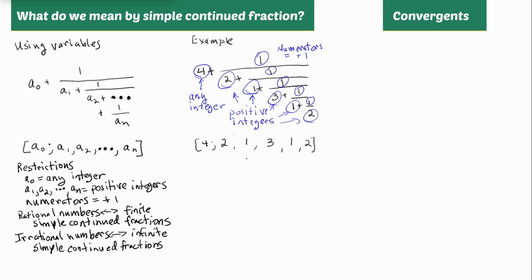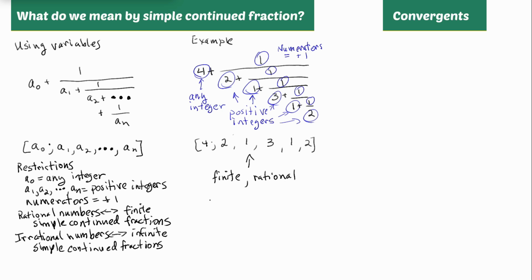And if we're using variables, it doesn't stop at a sub n. We would just have the dot dot dot and not indicate that there is any end to it. Our example is a finite simple continued fraction. It represents a rational number.